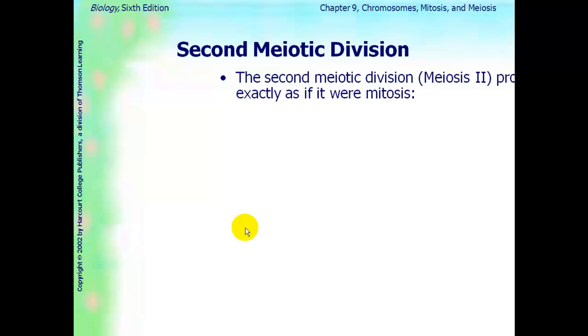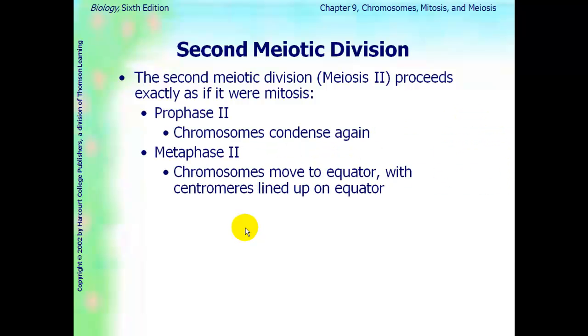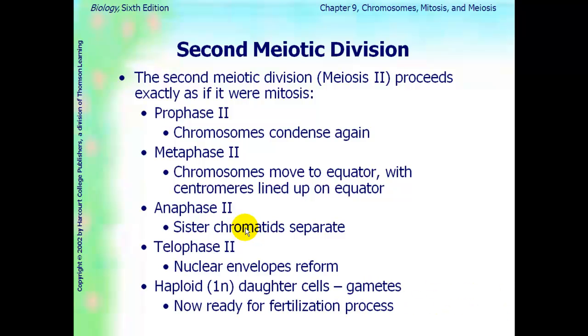In the second meiotic division, it's exactly like mitosis. Prophase 2, the chromosomes are going to condense. Metaphase 2, the chromosomes move to the equator, and the centromeres line up on the equator with the spindle fibers. Anaphase 2, the sister chromatids separate. Telophase 2, nuclear envelopes reform. And we end up with haploid 1N daughter cells, or gametes. And then those gametes are then ready for fertilization.